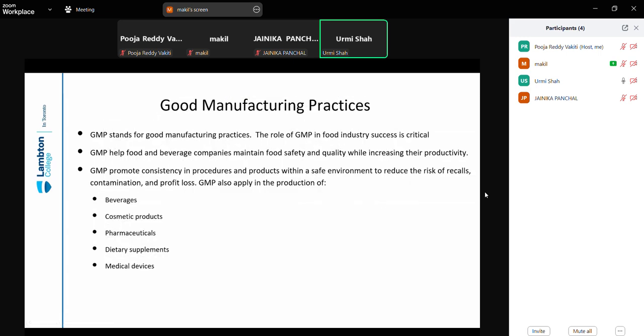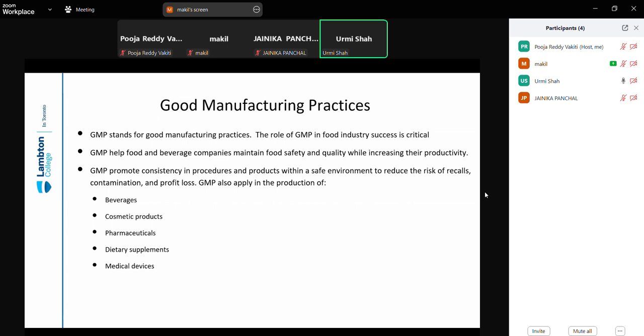Okay, so good manufacturing practices. The short form is GMP. The role of GMP is not limited to the food industry, although it is mainly focused on food. Other industries such as beverages, cosmetic products, pharmaceuticals, or in general industries that require good quality manufacturing come under this criteria.